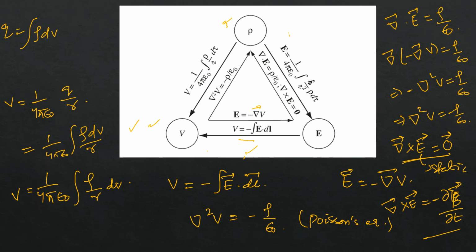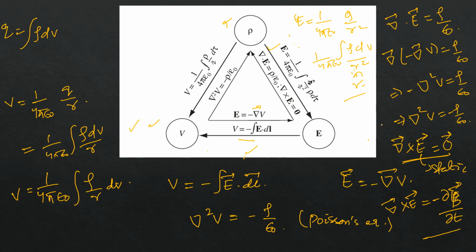Now this relation is coming from which formula? We know the original formula, 1 by 4 pi epsilon naught q by r square. Q is rho dv, so rho dv by r square, and r cap is the direction of the electric field. So these are the relations, correlations between electric field, charge density, and potential.